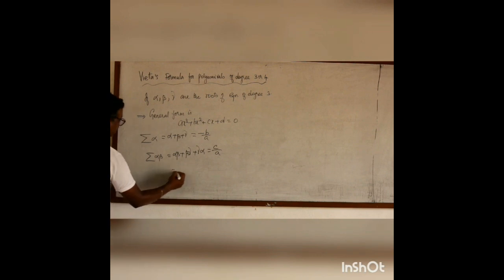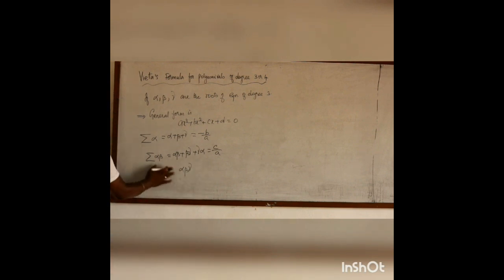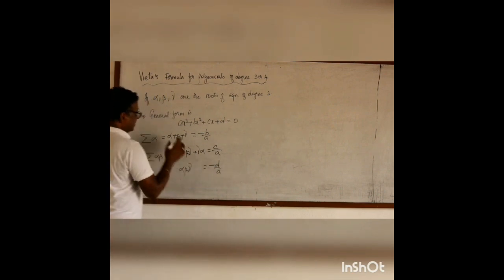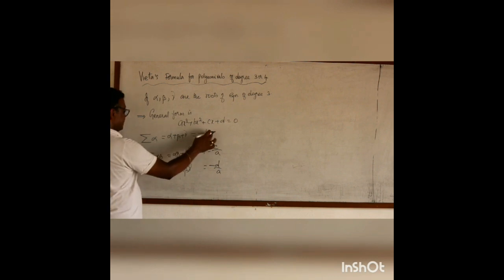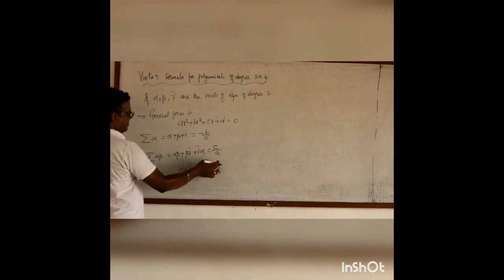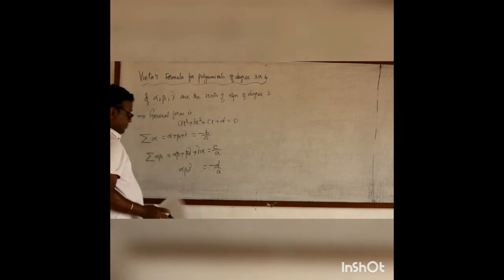And then the next possibility is the product of the 3 roots. There is no sigma for this. This is minus d by a. So single root sum is minus b by a. Double root sum is c by a. Product of the 3 roots will be minus d by a. This is for degree 3.